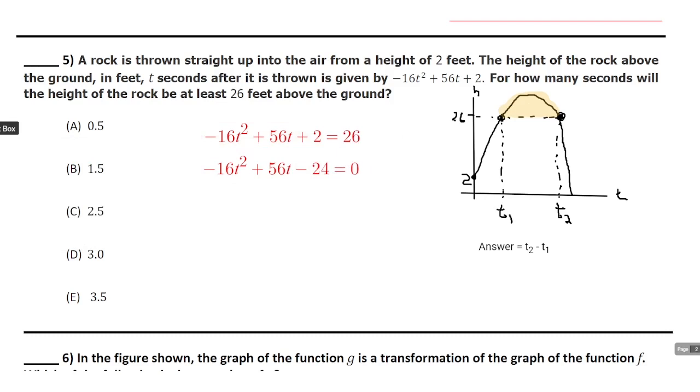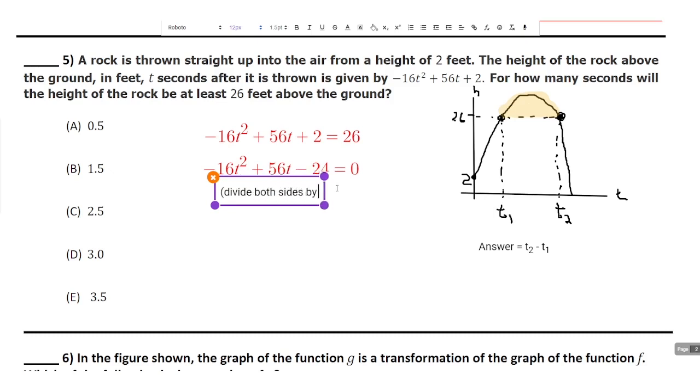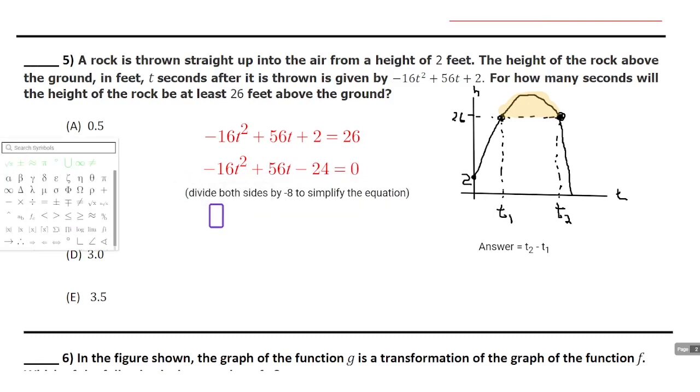We can either try to solve this by factoring or quadratic formula. I think I'll go the factoring route. To make this a little easier, though, what I'm going to do is divide both sides by, let's see, is 56 divisible by 16? No, but it is divisible by 8. So yeah, what we can do is divide both sides by negative 8 to simplify the equation. Okay. Here we go. All right, so negative 16 divided by negative 8 is going to be 2.